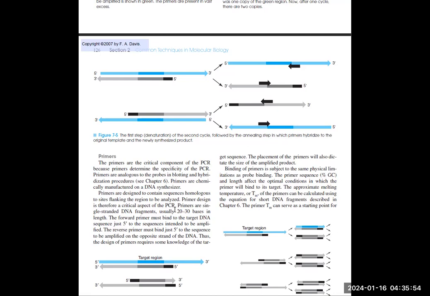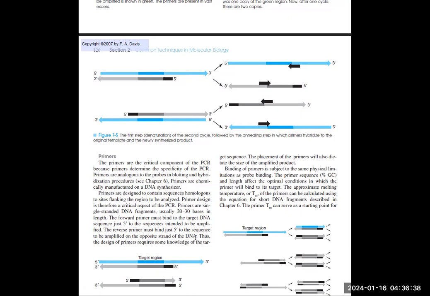And primers are, guys, unlike our template that started as a double-stranded DNA, single-stranded DNA fragments. And remember, they have a set number of bases, so they should only be 20 to 30 in length. So the forward primer will bind to our target DNA sequence just 5' to the sequences intended to be amplified, and our reverse primer must bind just 5' to the sequences to be amplified on the opposite strand of the DNA.